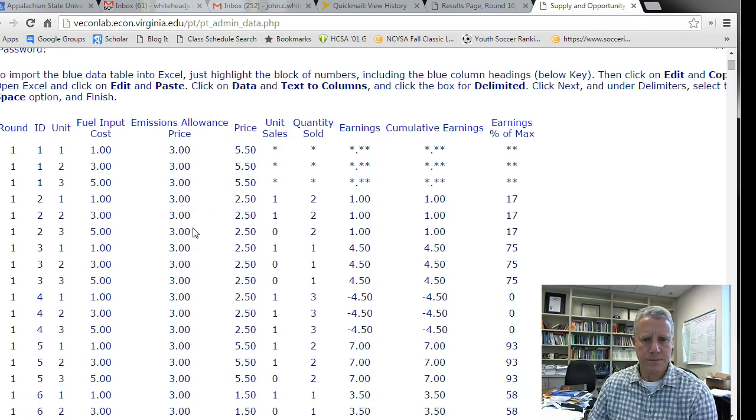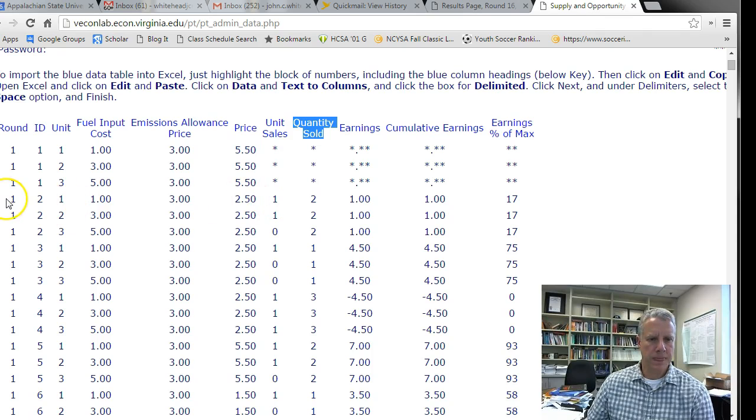And then the randomly drawn price is 2.50, or 5.50, or 1.50. And then the decisions made are unit sales for each round. It's either a 1 if you sold the unit, or 0 if you did not sell the unit. And then there's a quantity sold that adds up the number of units that you sold in each round.